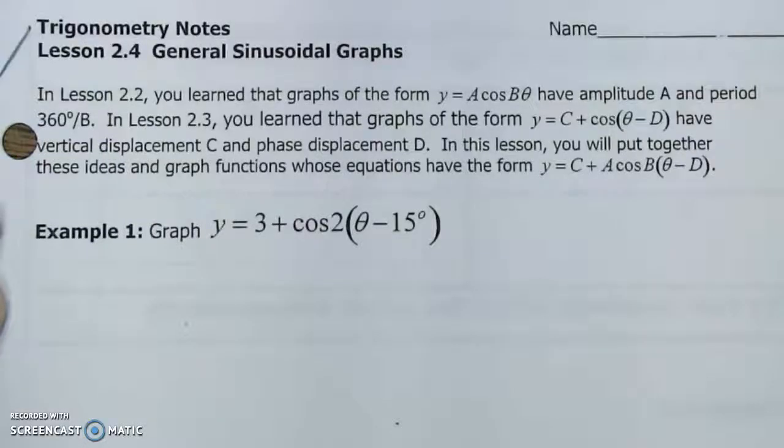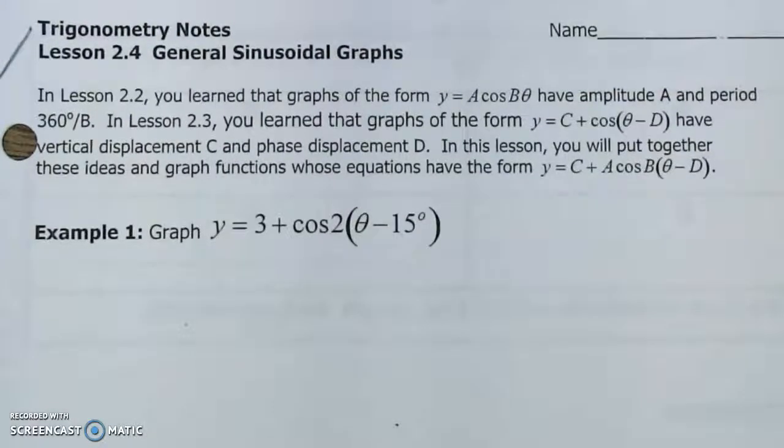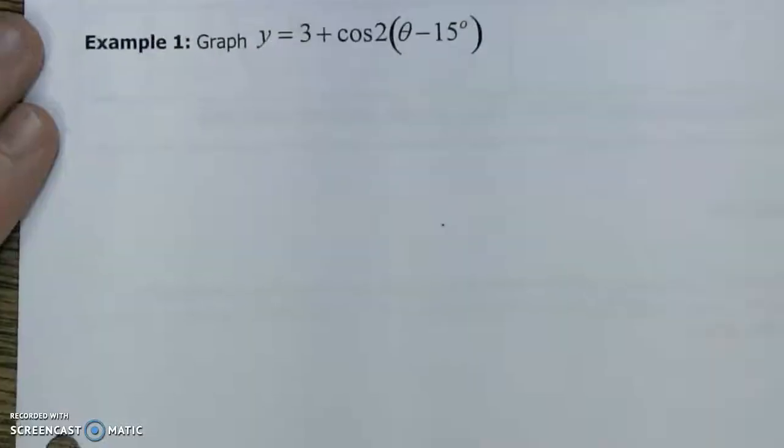In lesson 2.4, we are combining all the different translations to the sinusoids. So we should see an A, B, C, and D movement in the graph. Let's go ahead and describe our movements before we do anything with this graph.